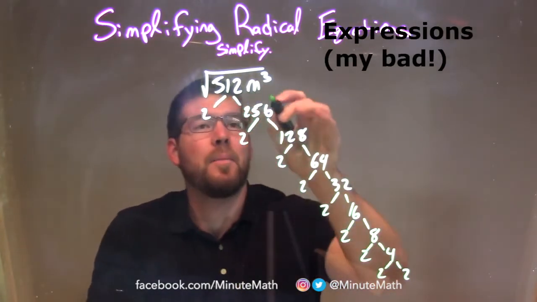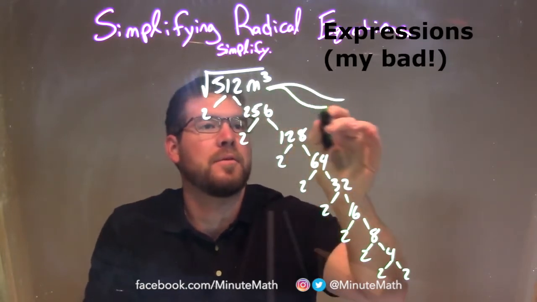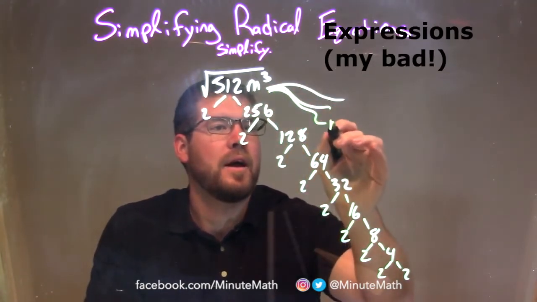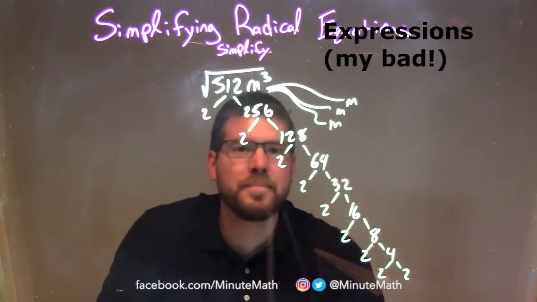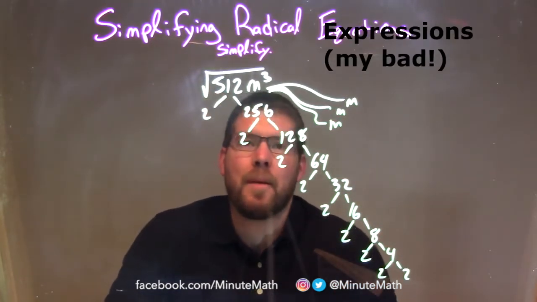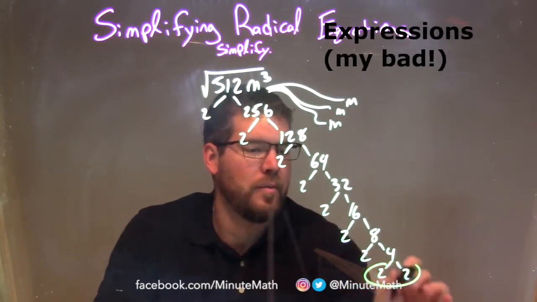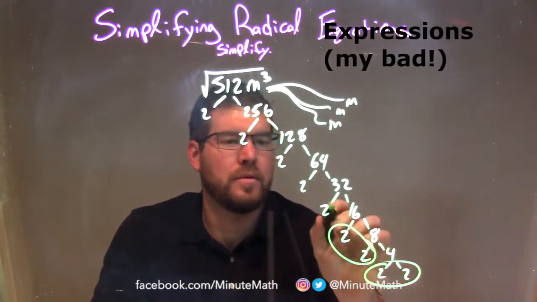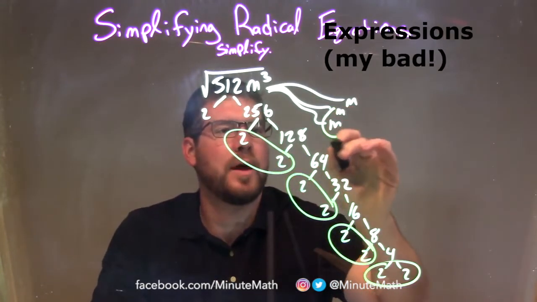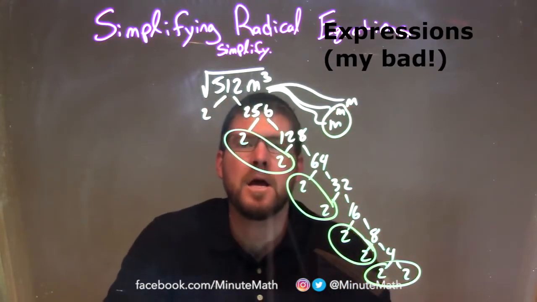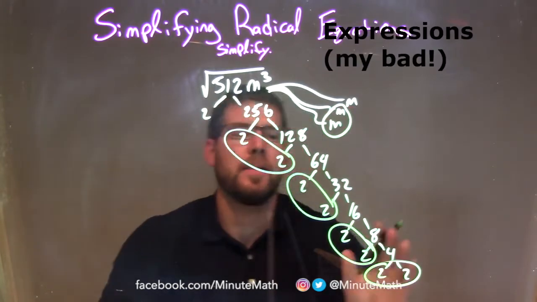Now, m to the third power can be broken down to m times m times m, right? m to the third is m times m times m. And so now we're going to grab our pairs. I'm going to circle a pair of 2's. So I have one pair of 2's here, 2 pairs of 2's, 3 pairs of 2's, and 4 pairs of 2's. M's, I have one pair of m's. Okay? So now that I've circled my pairs, I'm going to put them on the outside.